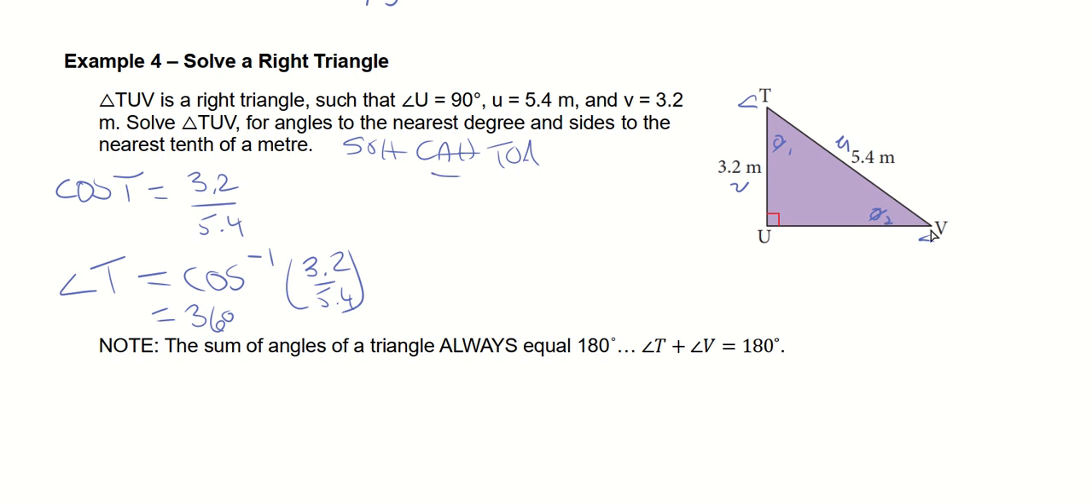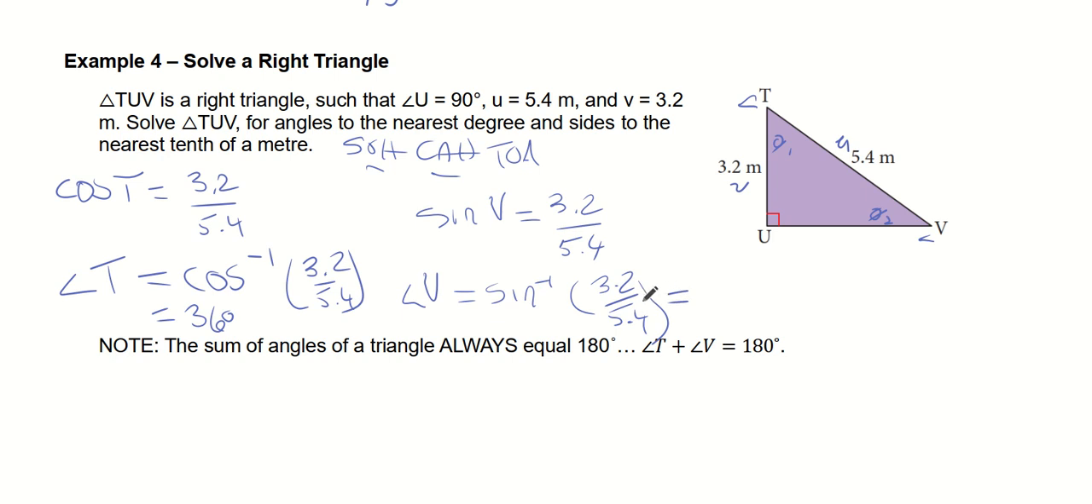Now let's look at angle V over here, the second angle. So if the angle's here, that will be opposite, and that will be the hypotenuse. So opposite and hypotenuse, we're gonna be using this formula here because it has opposite and hypotenuse. So sine V equals opposite over hypotenuse, which is 3.2 over 5.4. And to find the angle, we get the inverse of sine, bracket 3.2 over 5.4, and that gives us a value of 54.